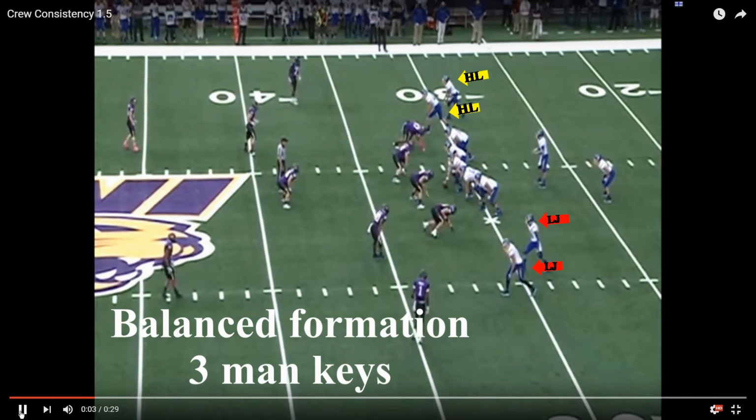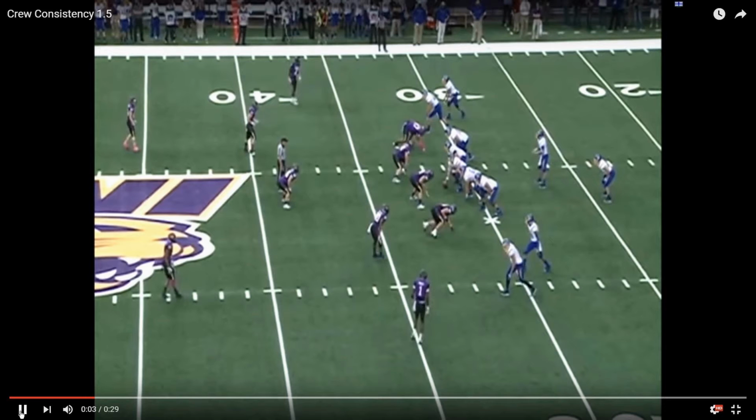Let's move on to a new formation. This is a balanced formation. As in our first example, the red arrows indicate the line judge's keys and the yellow arrows indicate the head linesman's keys. As I stated previously, both flanks have responsibility for the legality of any motion and will pick up any receiver moving in motion towards them as an additional key.